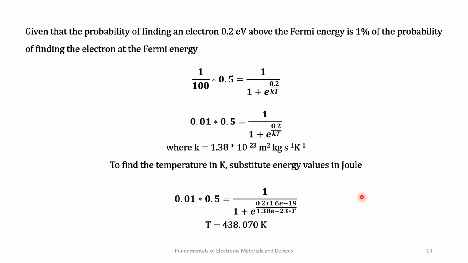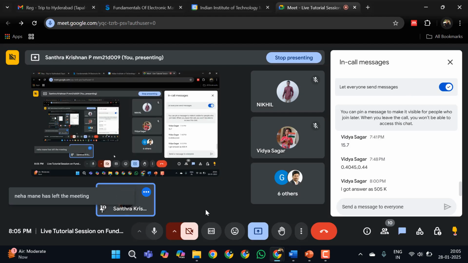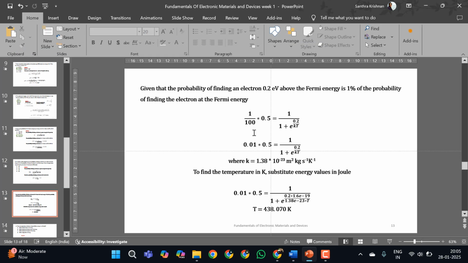Hello? Yeah, okay. 0.01 multiplied with 0.5. I got the answer as 0.5, not 5. Okay, so that is what.